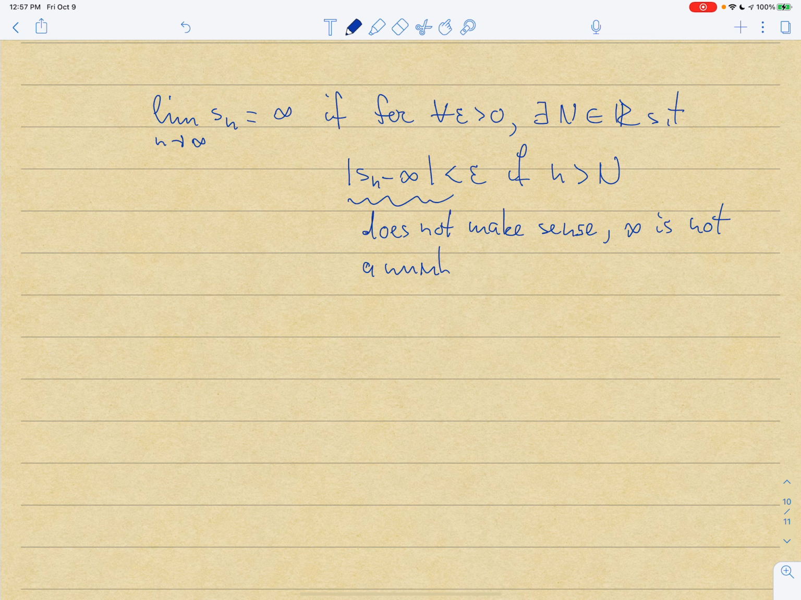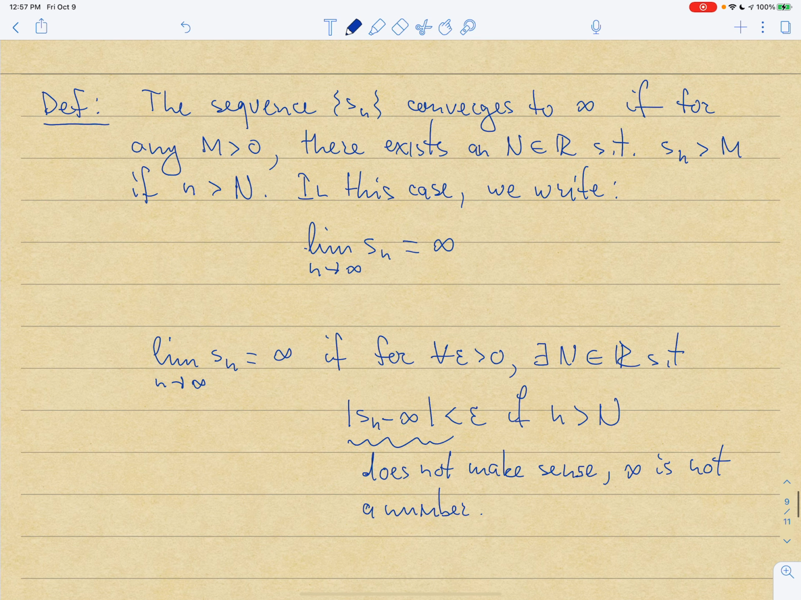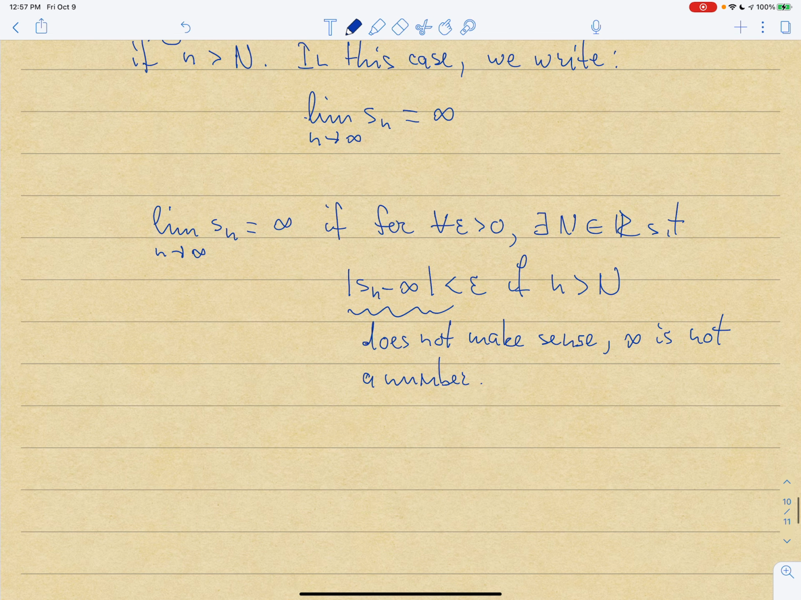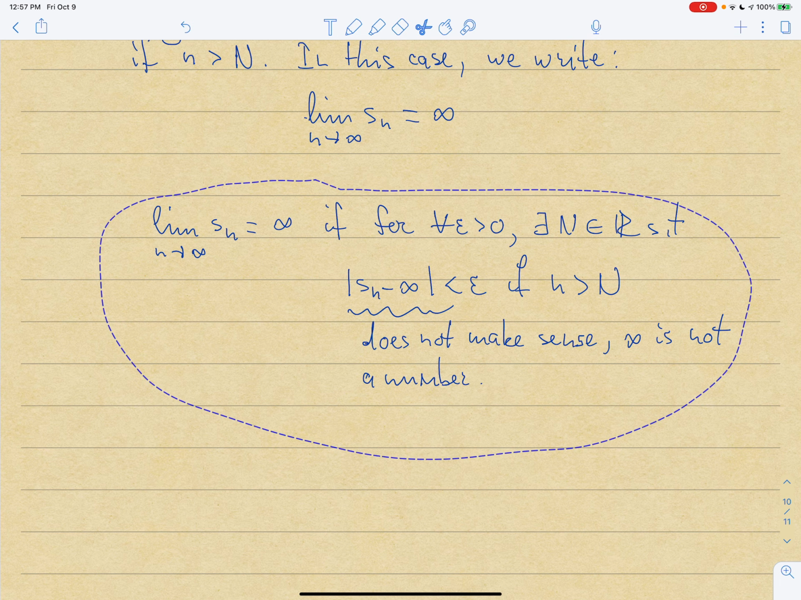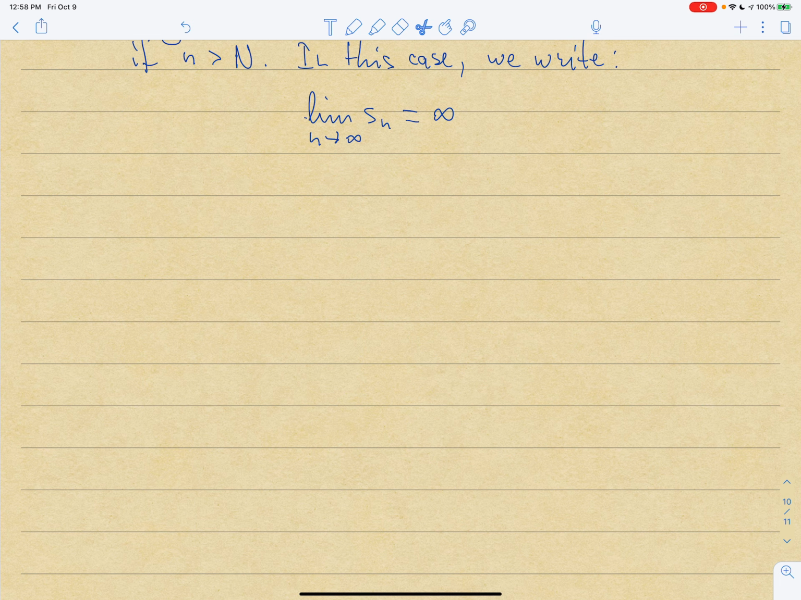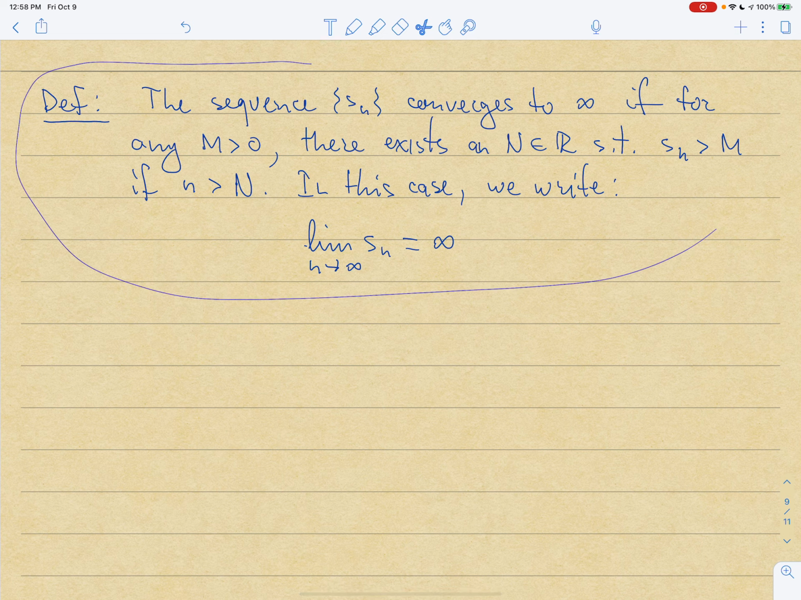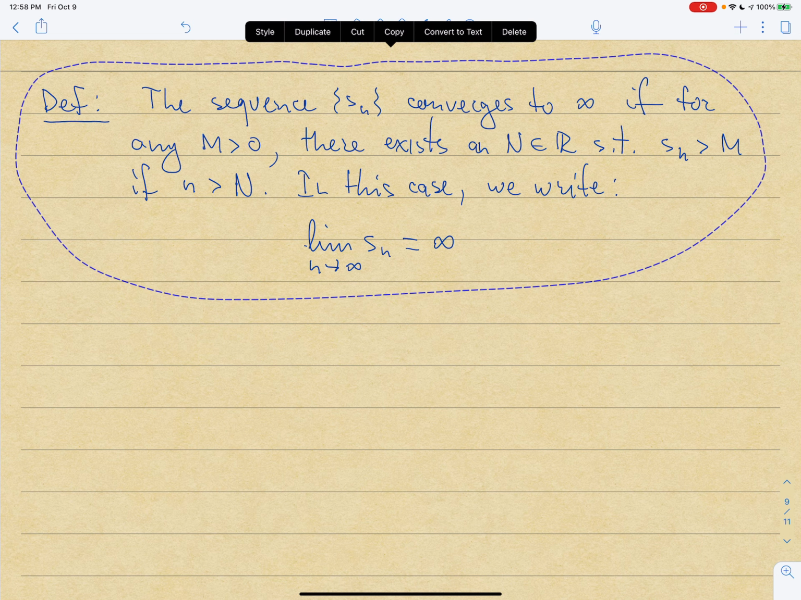So I have to come up with a different definition, which I just wrote to you. So what does it mean that you get close to infinity? It doesn't mean that Sn minus infinity is less than epsilon. It simply means that Sn eventually will exceed any positive number that you prescribe. In fact, it would exceed any number that you prescribe, but we'll stick to saying positive numbers. And this I can extend to include the case of minus infinity.